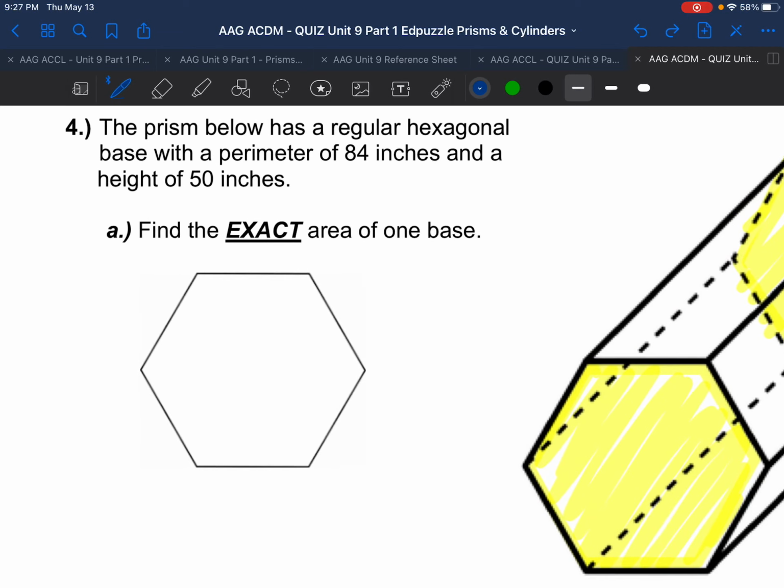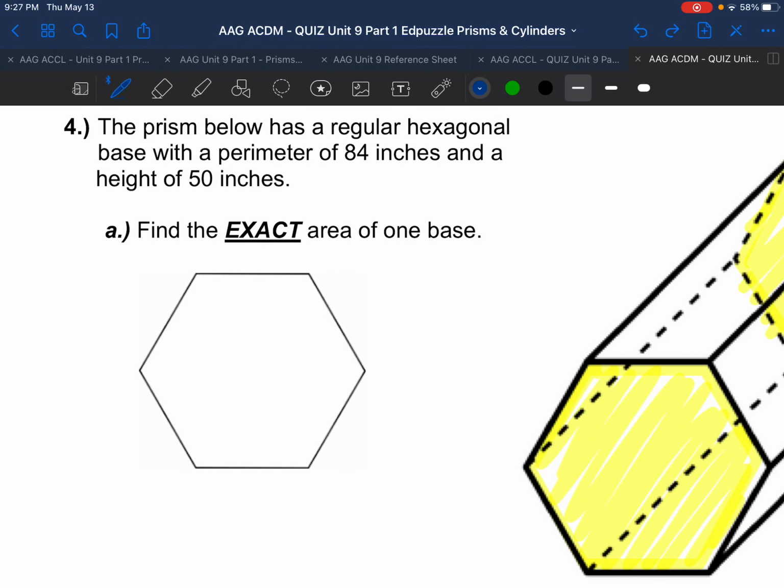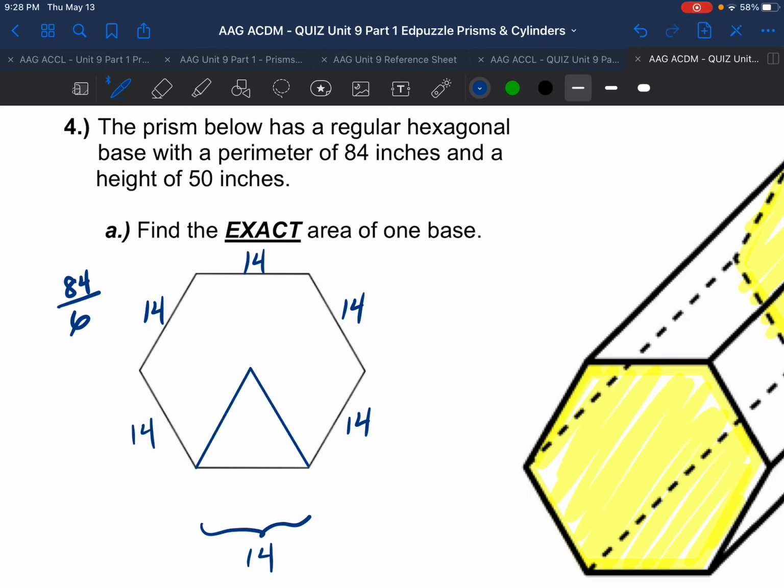So it says it has a base perimeter of 84 inches. So let's take 84 divided by 6, and that's going to give us 14. So we have 14 units on a side. Now I want you to remember something really important. Yes, this whole base will be 14, but whenever we're going to find the area of any polygon, we break it up into triangles. So I'm going to find the area of this triangle, and then hopefully we're going to multiply it by 6, because there will be 6 of them.